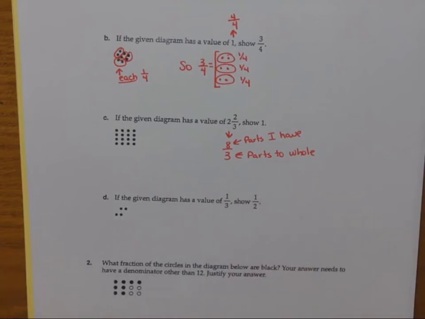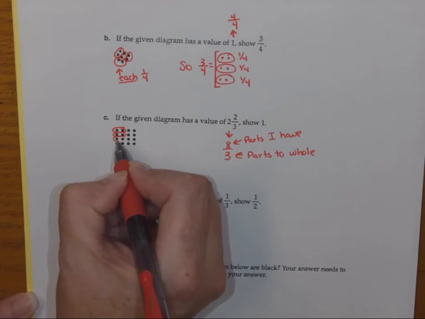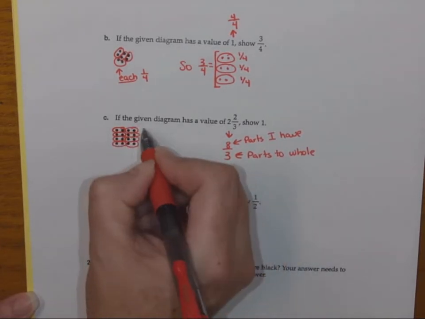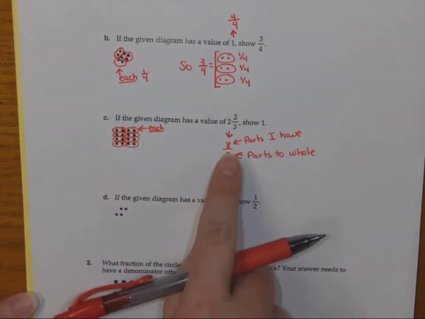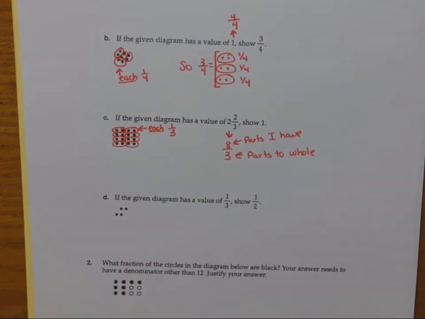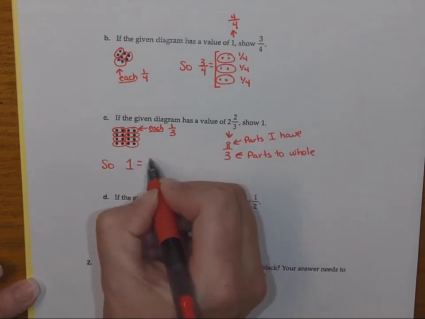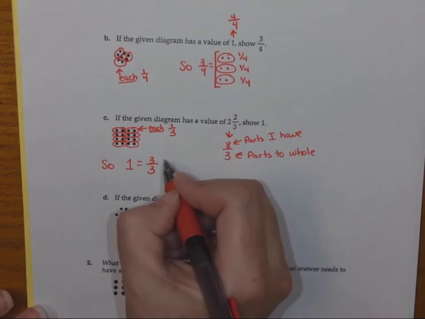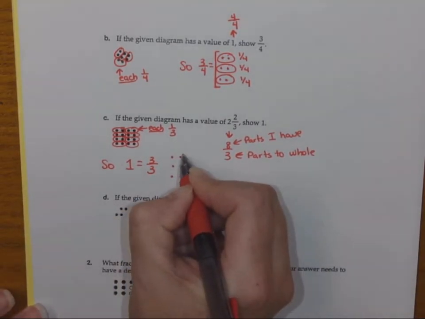So I need to split this into really 8 parts, right? So it looks like this would be a fairly easy way to do that. So each of these represents what? There's 8 of them, and they are each representative of thirds. So if I want 1, right, that means I want 3/3. So how many little groups do I need? I need 1, 2, 3.